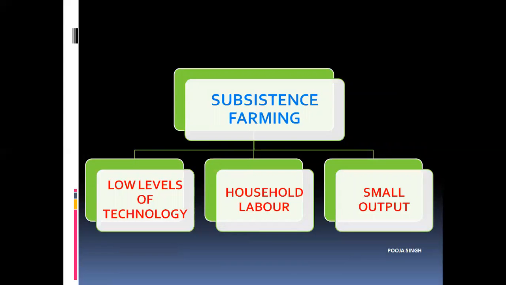Subsistence farming. This type of farming is practiced to meet the needs of the farmer's family. Traditionally, low levels of technology and household labor are used to produce a small output.